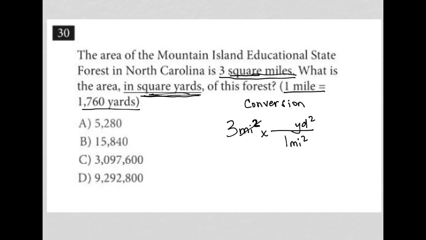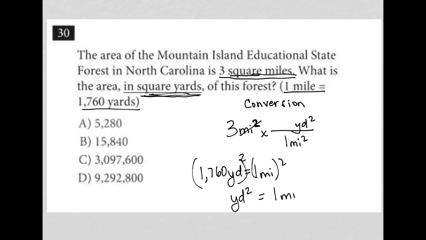But that number will not be 1,760. What is really happening here is like we have 1,760 yards equals 1 mile. Well, then that means I'd square both sides to figure out how many yards squared equals 1 mile squared, right? 1 squared is still going to be 1. But now I go to my calculator and say, well, what is 1,760 squared?